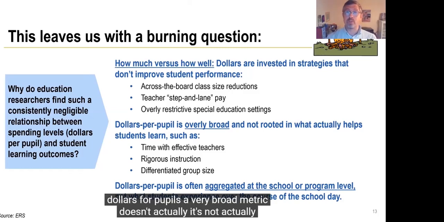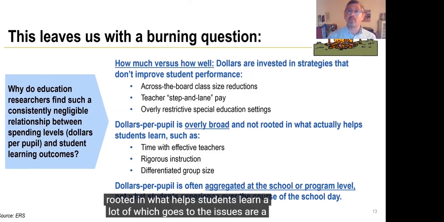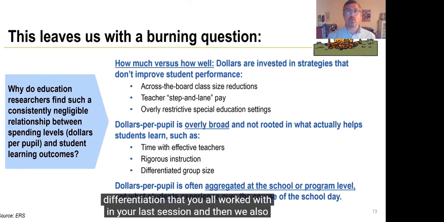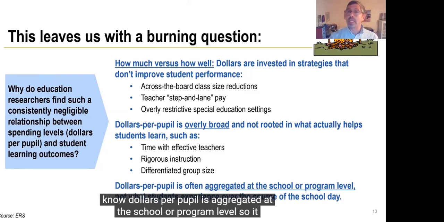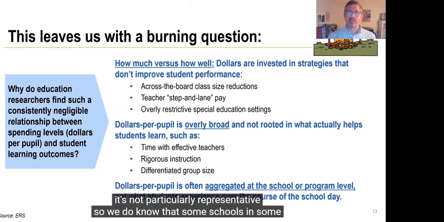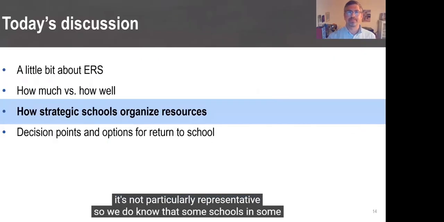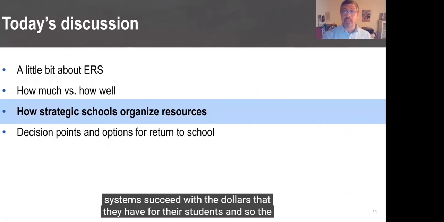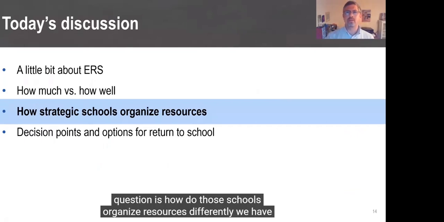We also know dollars per pupil is a very broad metric. It's not actually rooted in what helps students learn, a lot of which goes to the issues around differentiation that you all worked with in your last session. And then we also know dollars per pupil is aggregated at the school or program level, so it doesn't actually touch on what students experience over the course of a day. It's not particularly representative. So we do know that some schools and some systems succeed with the dollars that they have for their students. And so the question is, how do those schools organize resources differently?